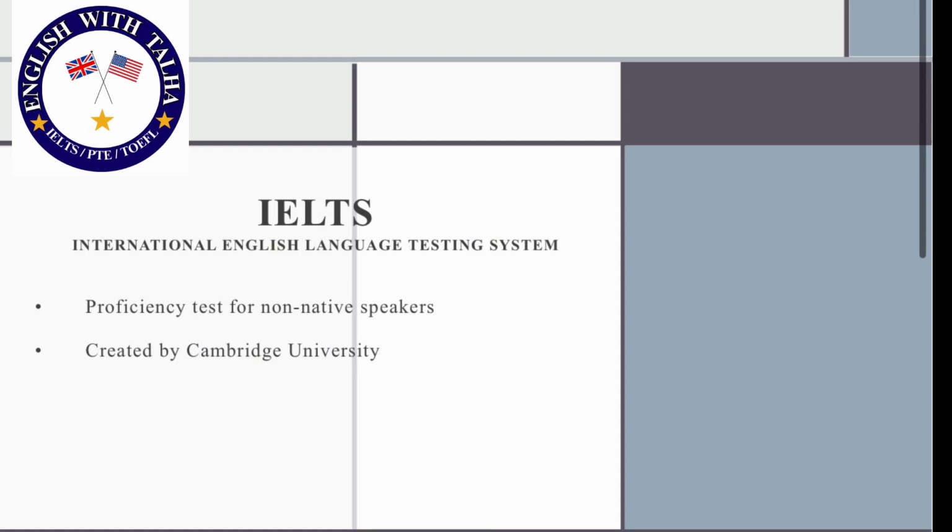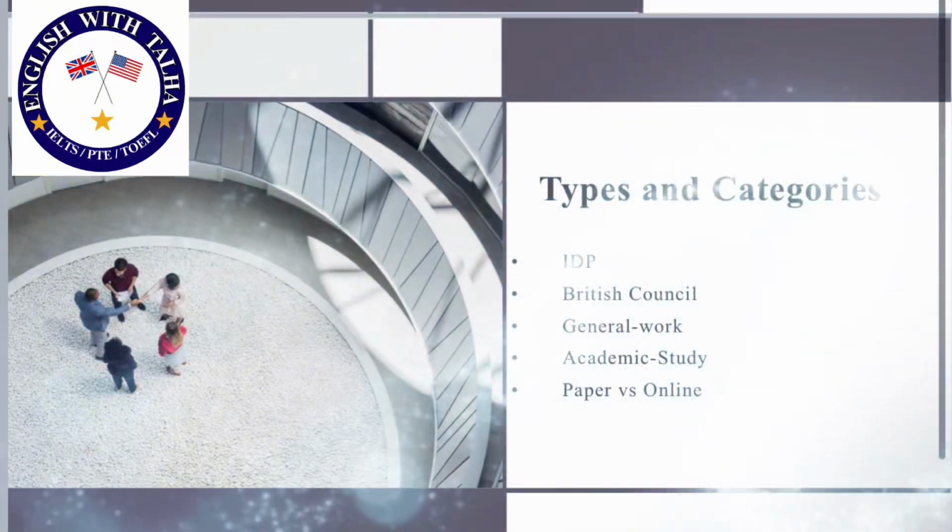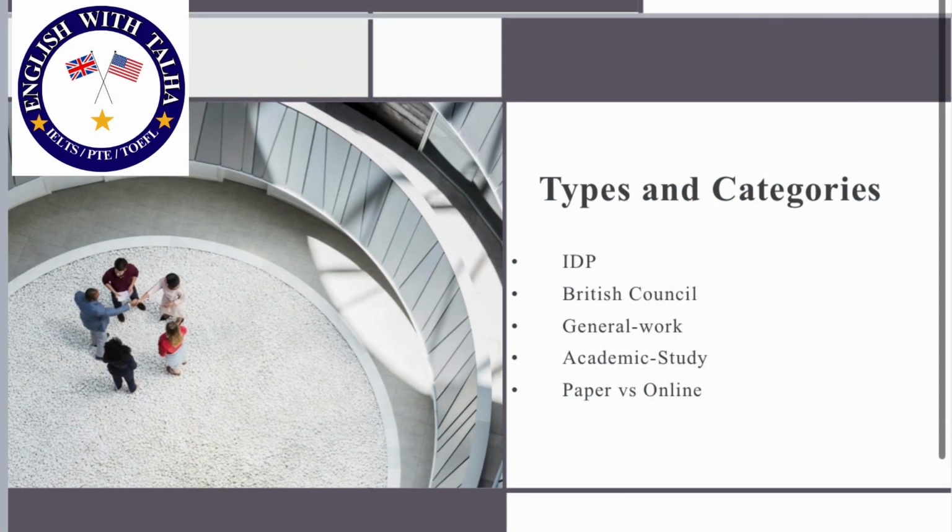Moreover, there are types and categories in IELTS. There are 3 different things that you have to notice, 3 different types. Some of them are very important to take care of. Some of them are okay, you're fine with it. Some of them you can be cautious about or you can be fine. For the first one, IDP and British Council.